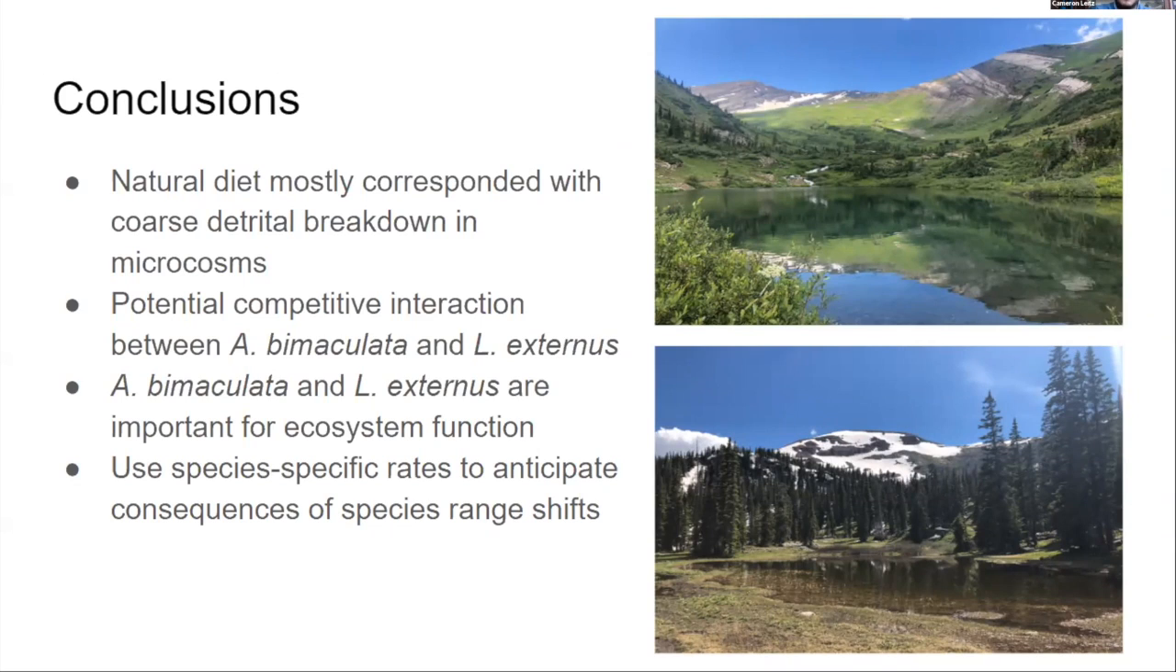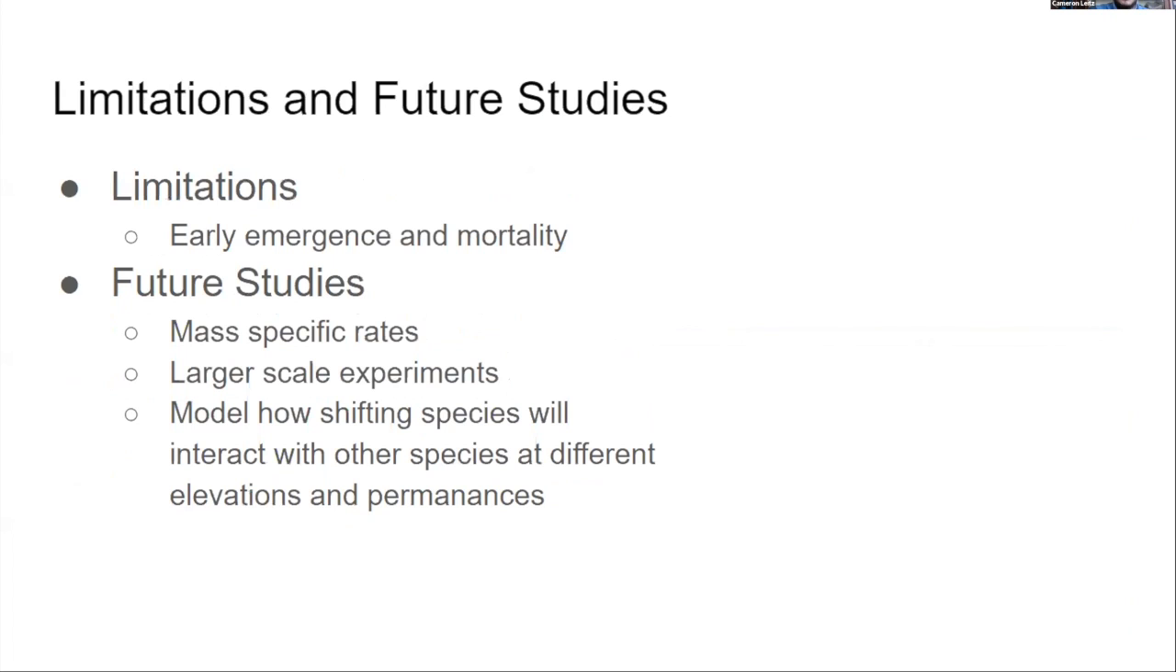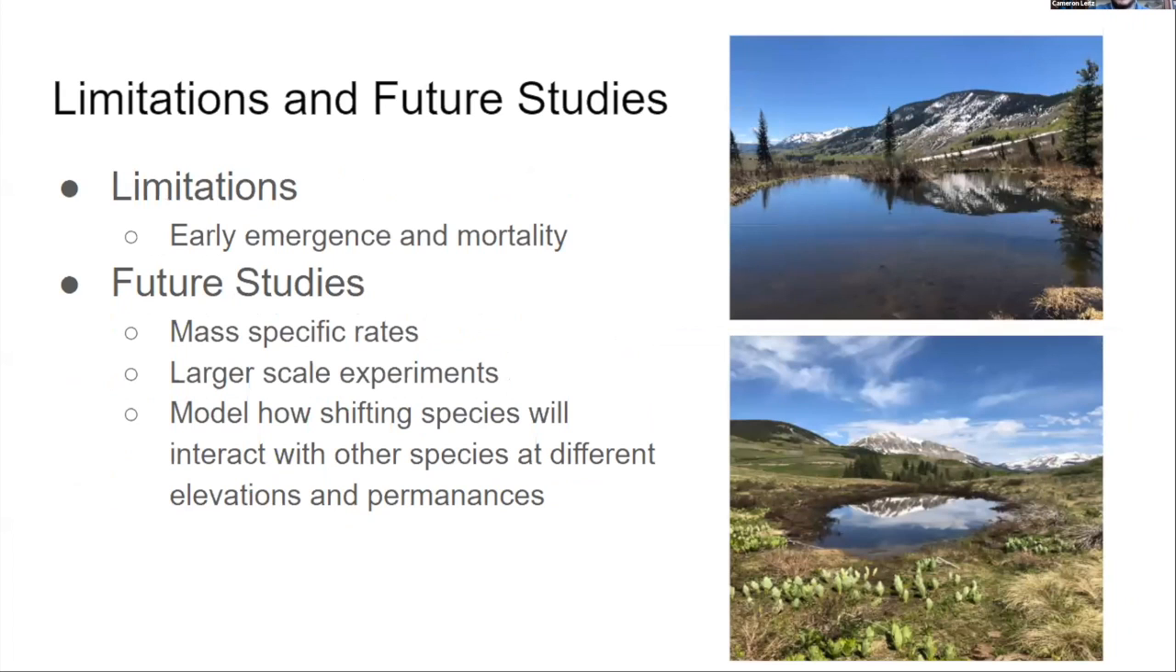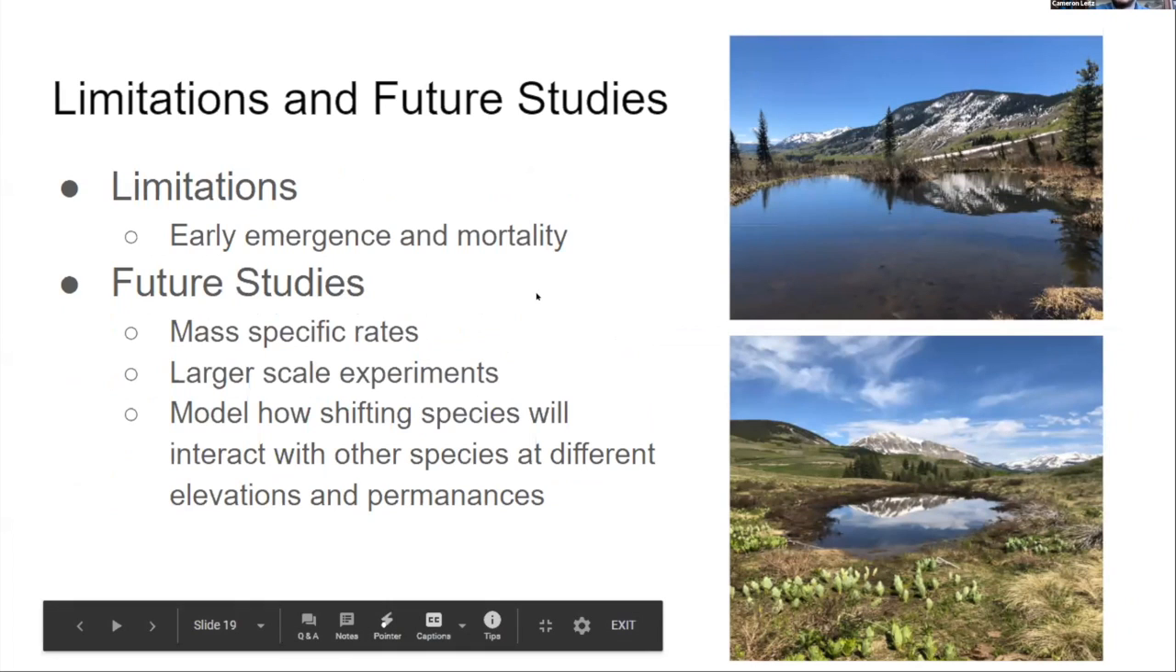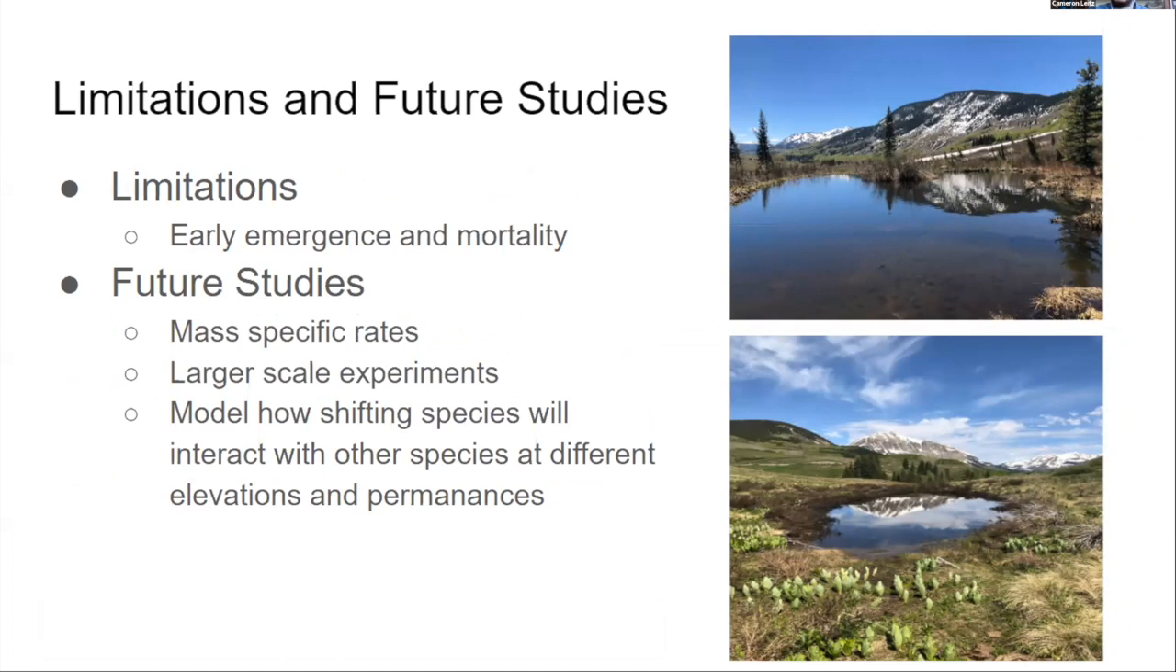And overall, our work can contribute to creating a model in the future where we can help predict how these changing abundances will affect ecosystems. And there's a few limitations to studying that. We had some early emergence and mortality with the caddisflies, and we tried to control for this by adjusting the rates to per day rates, so all of them should have been accounted for. And then we also kept the initial density the same among the caddisflies.